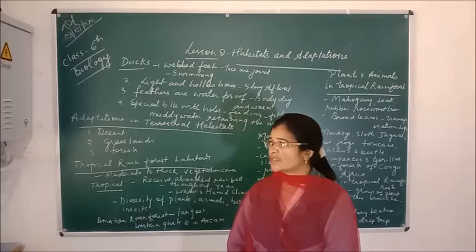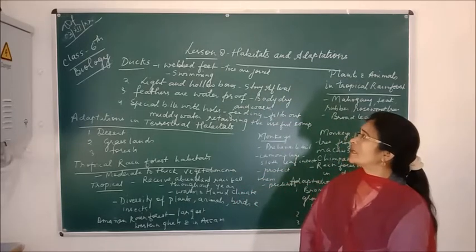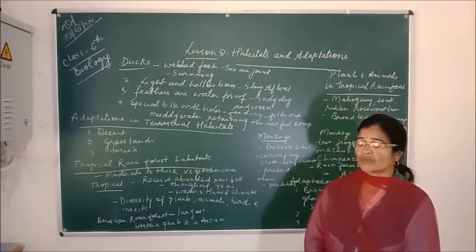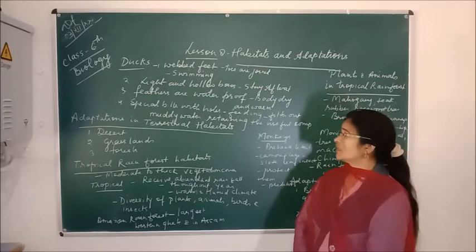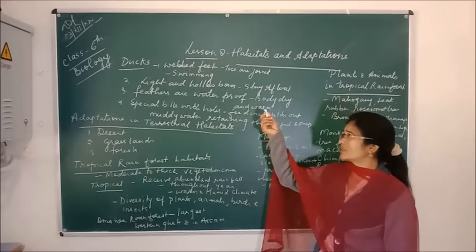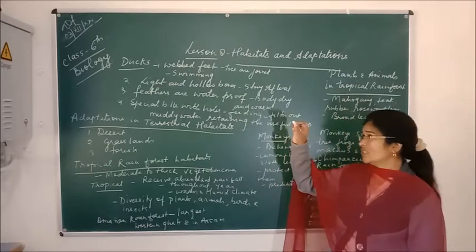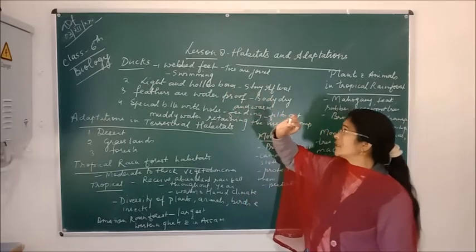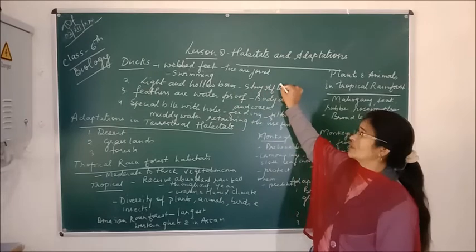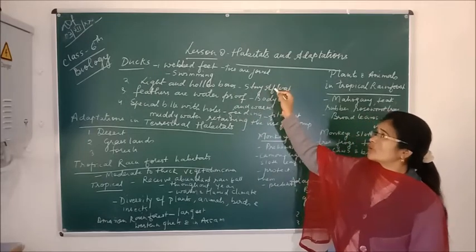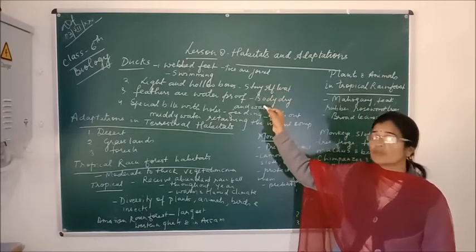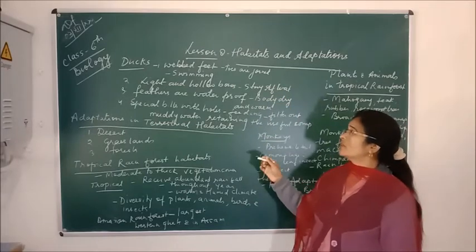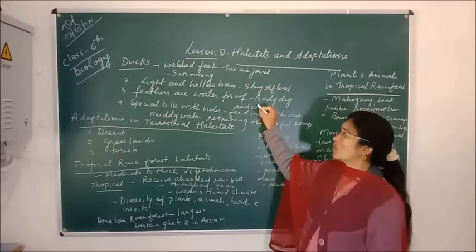So today we'll discuss one more example of an aquatic animal, that is ducks. We all know that ducks swim in the water. So what are the characteristic features found in ducks? First main feature is they have webbed feet. Webbed feet means their toes are joined, and these webbed feet help them to swim in the water.